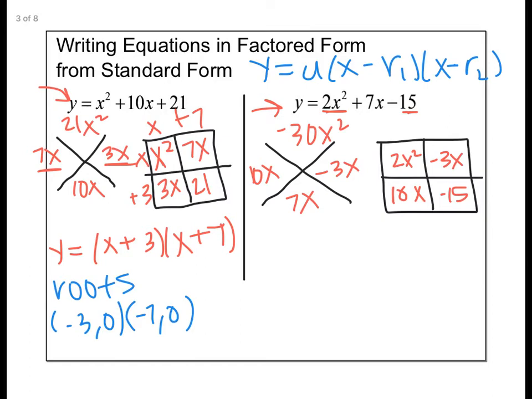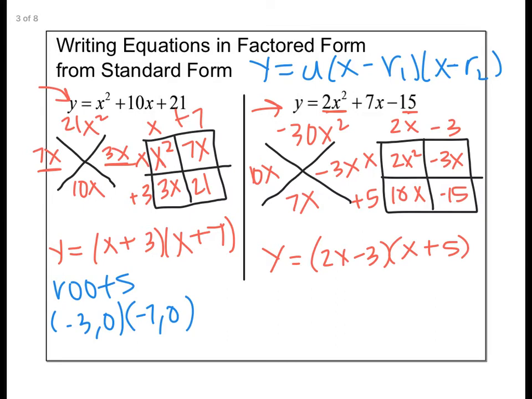Now to get 2x squared, I'll have to do an x and a 2x. I'm going to put the 2x here because I can multiply it into 10x by multiplying by 5. And then x here because I can multiply by -3. So in factored form, this equation is y is equal to (2x minus 3)(x plus 5).